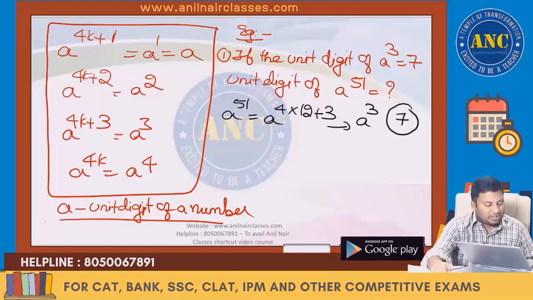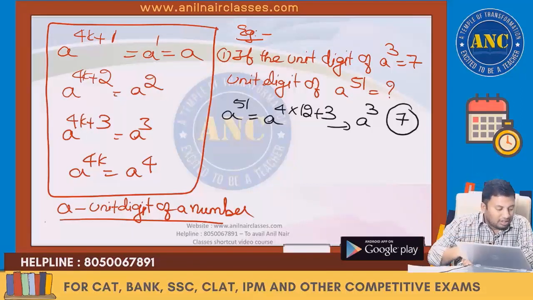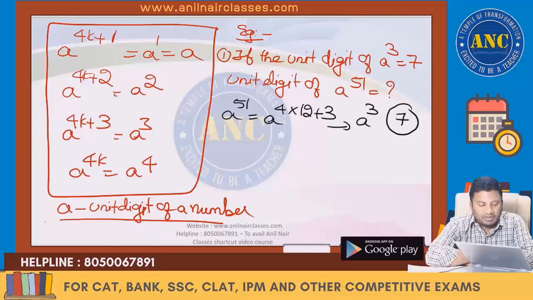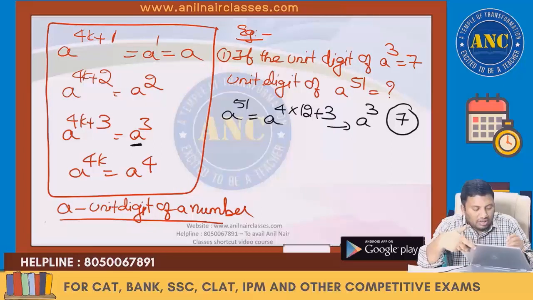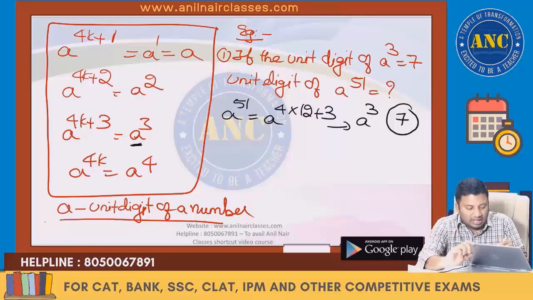I hope the first example is clear. If the unit digit of A cube is 7, find the unit digit of A power 51. 51 is nothing but 4 into 12 plus 3. A power 4k plus 3. What is the unit digit? A power 3.